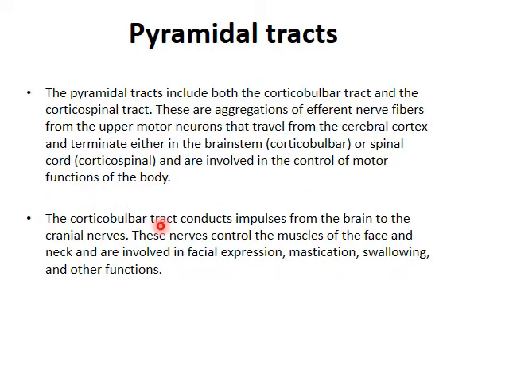Now, the corticobulbar tract is responsible for conducting impulses from the brain to the cranial nerves, and these nerves control the muscles of the face and neck, which involve facial expression, mastication, swallowing, and other functions.